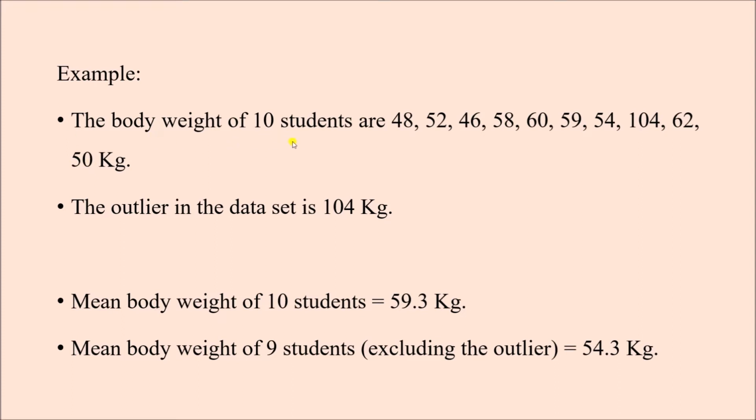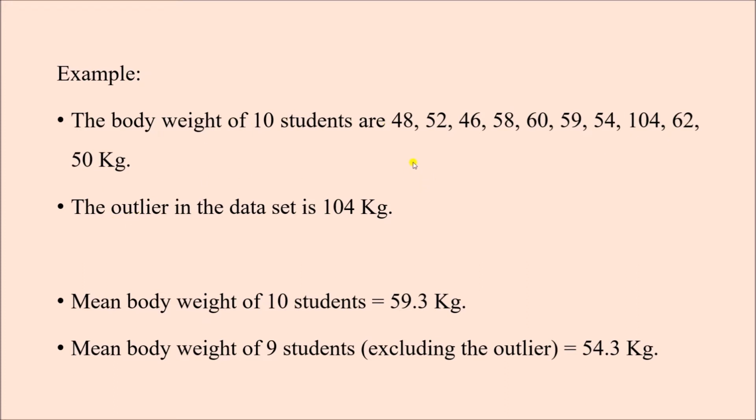So we have the body weight of 10 students here, and if we look at this, the values like 48, 52, 46, all of them are very close to each other. But there is one particular value, 104, which is very large as compared to the rest of the values in the data set. So that is why we can say this 104 kg is an outlier in the given data set.